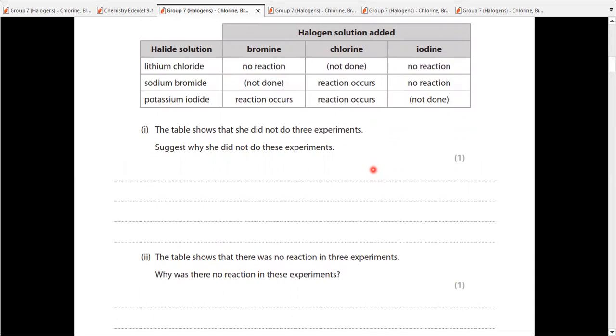Sir, in the first one, with the solution lithium chloride, it has no reaction with bromine. Sir, both are from group 7. Iodine also. So, no reaction. So, what do you say?